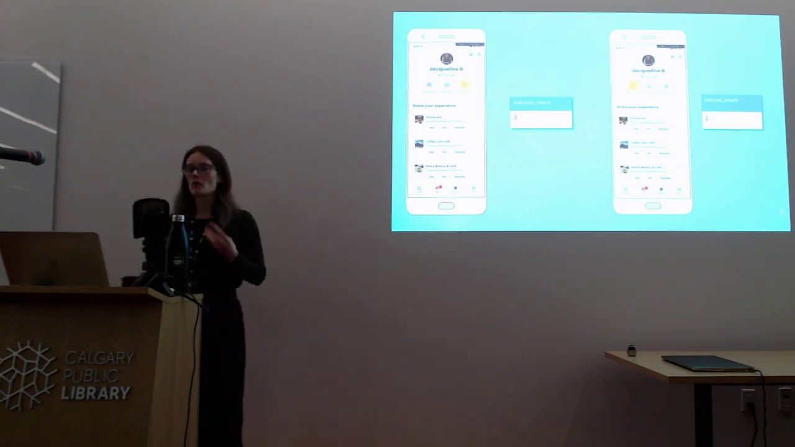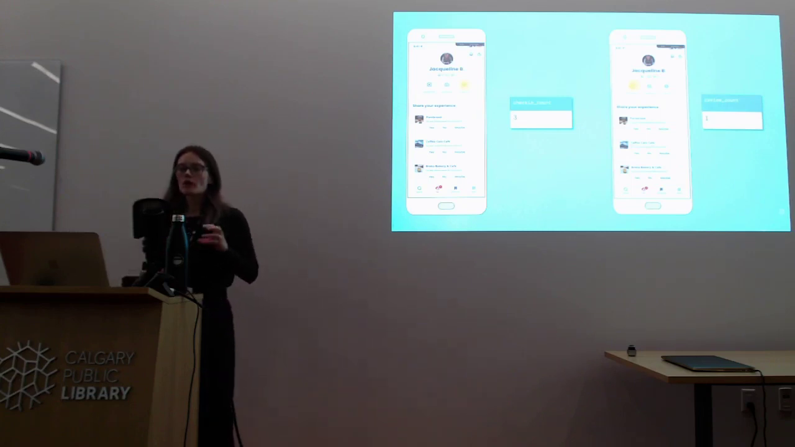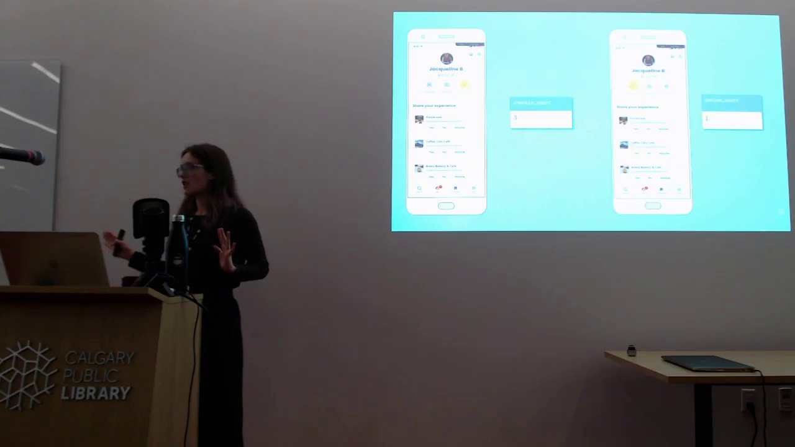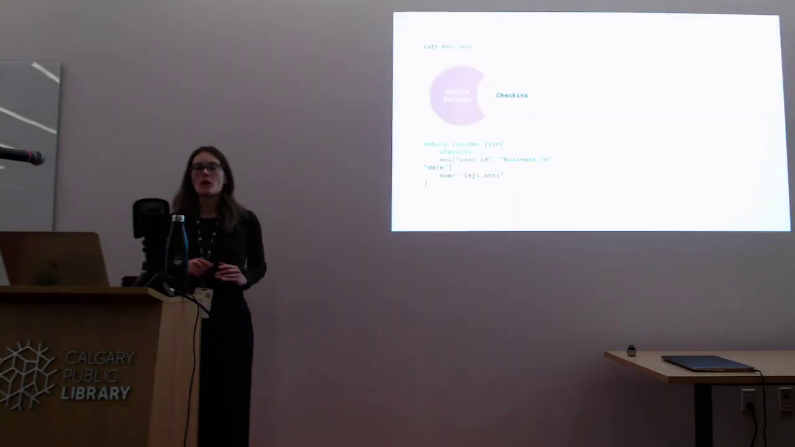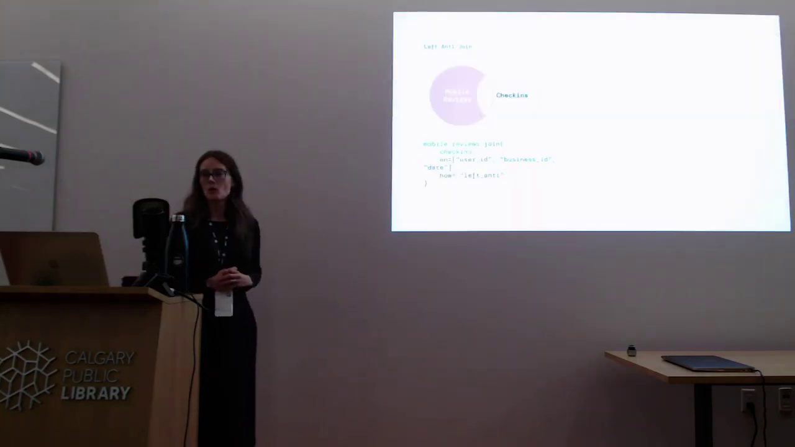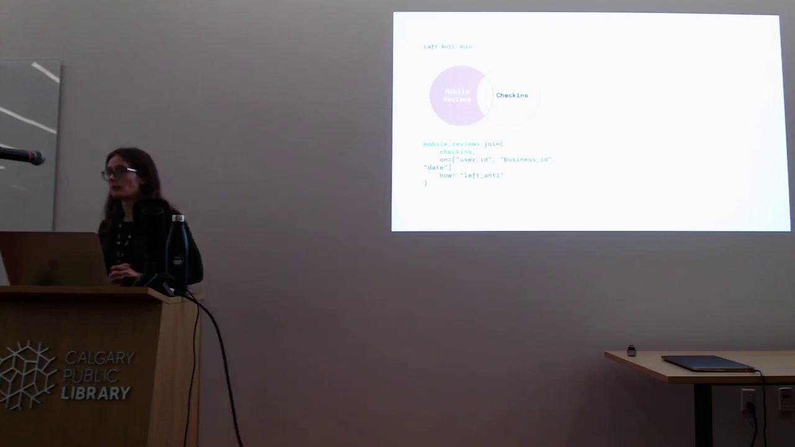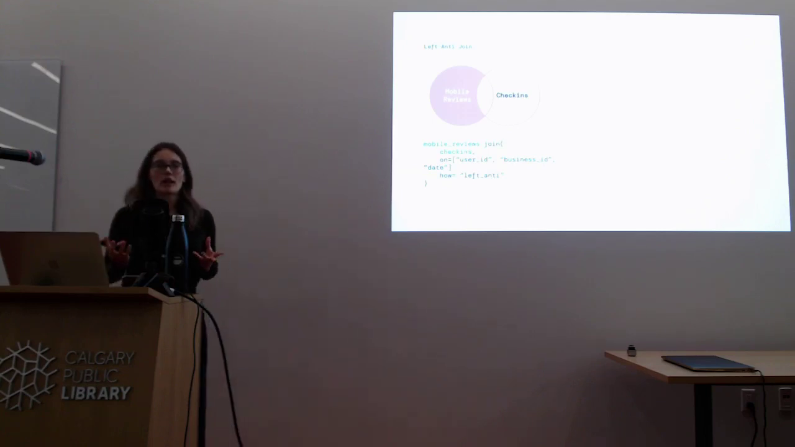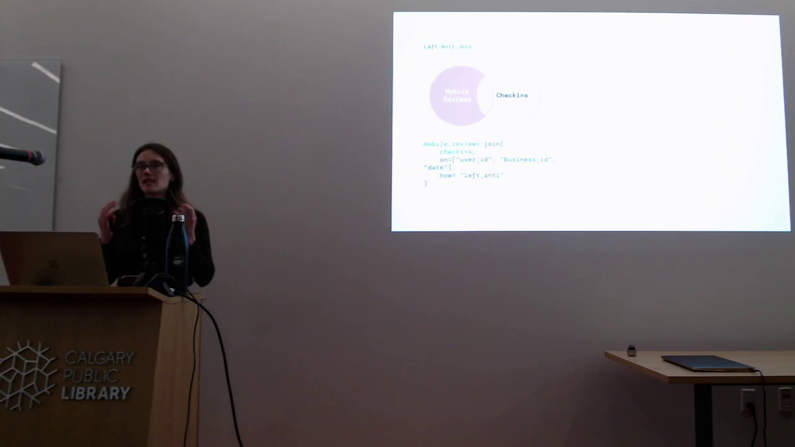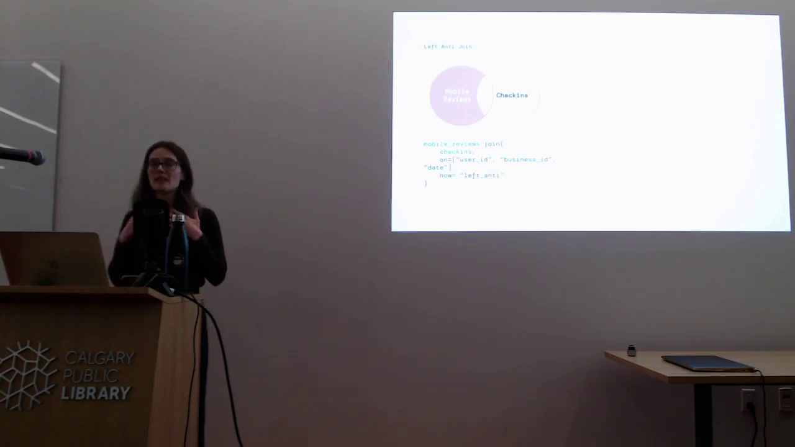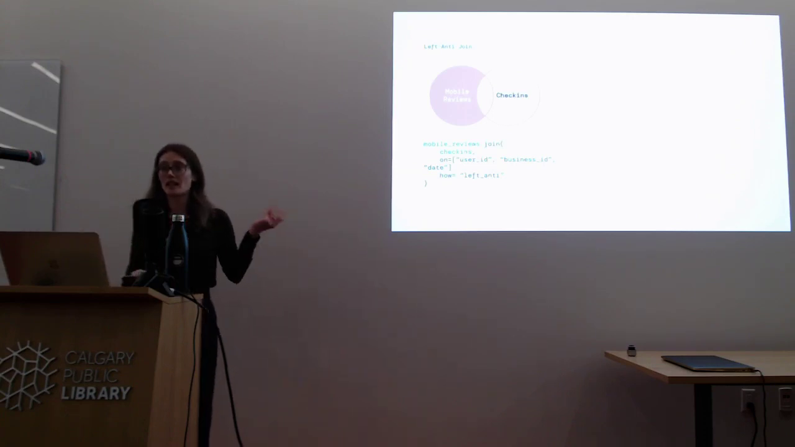So we decided that we wanted to count only mobile reviews that did not match any check-ins. We knew what we needed for this. We needed a left anti-join. This is a join that basically returns everything in the data set on the left that doesn't match anything in the data set on the right.